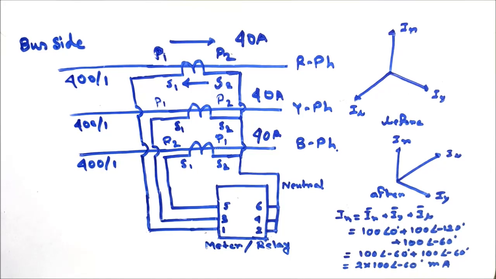So if any phase CT polarity is reversed, 2 times the phase current in the secondary side will flow in the neutral current. This is how the neutral current is impacted due to polarity reversal in the phase CT.